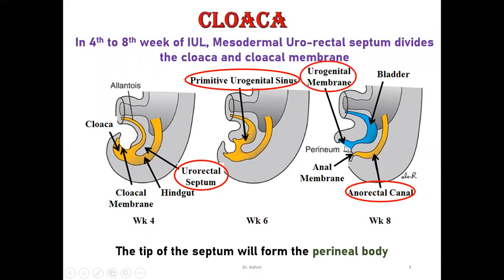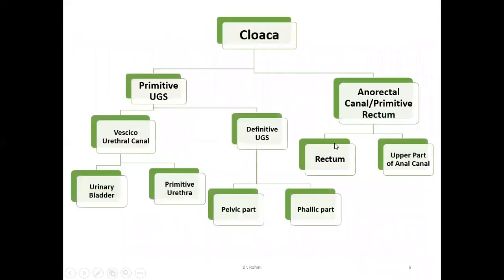And here it is also dividing the cloacal membrane. It is coming downwards and reaching up to the floor, that is, the middle of the cloacal membrane, where in front, ventrally or anteriorly, it is now called the urogenital membrane, and behind it is called the anal membrane. The tip of the urorectal septum will be called the perineal body. So the perineal body is in between the opening of the rectum behind and the opening of the urethra in front.